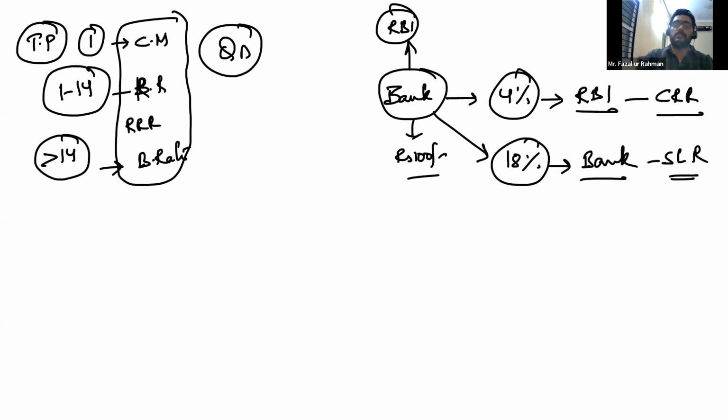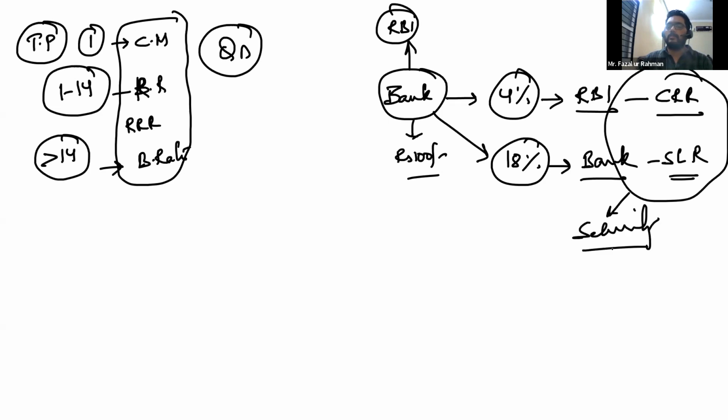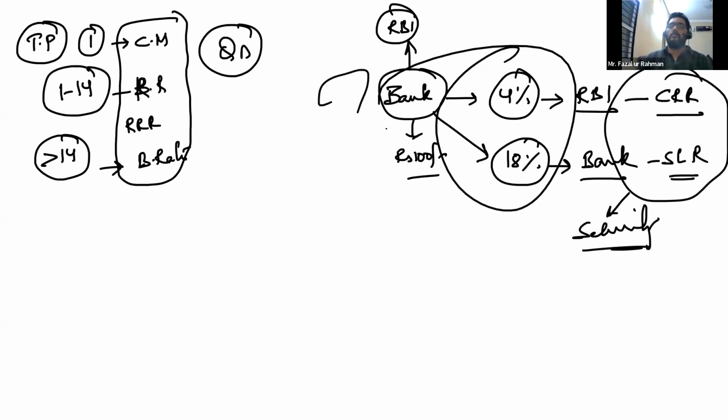Both CRR and SLR act as security reserves. One you are keeping with RBI, the other you are keeping with yourself. So in total, these 22 rupees you cannot touch for loans or any lending activity. 22 rupees, 18 plus 4, you always have to keep as reserve ratios. These are called reserve ratios, which are CRR and SLR.